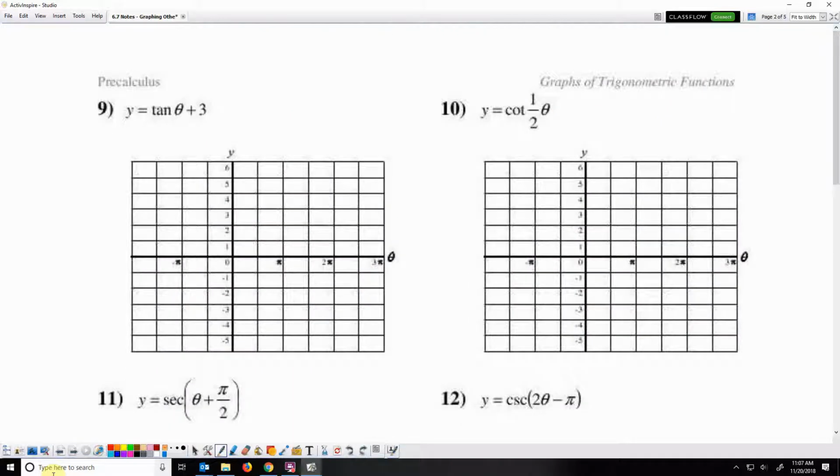Number 9, y equals tan theta plus 3. That plus 3 tells us this is going to shift up 3. Tan theta plus 3 is the same as sine theta over cosine theta plus 3. And with cosine theta in a denominator, I know cosine theta cannot equal 0. So I need to graph a cosine wave, but it needs to be shifted 3 units up.